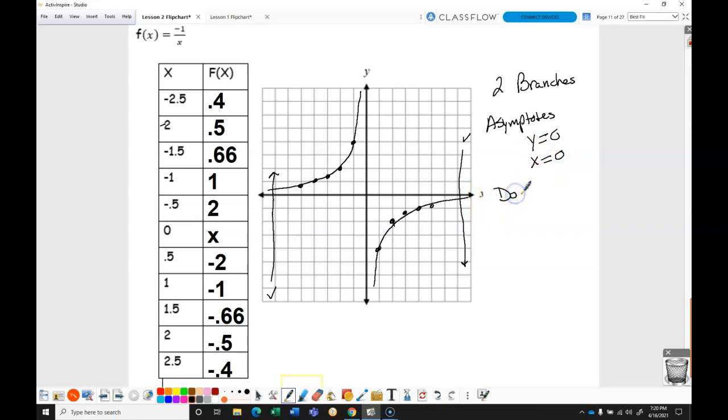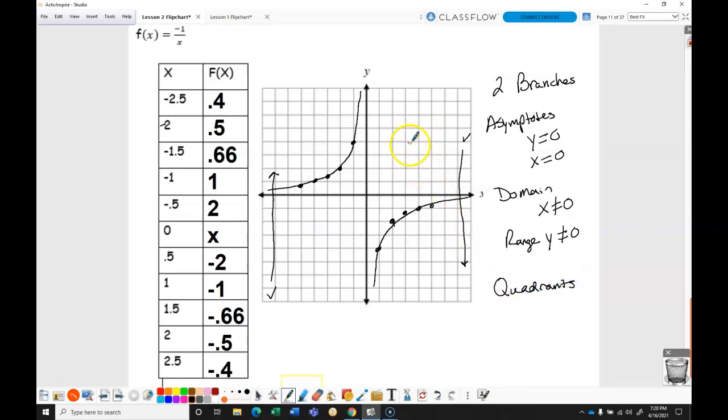The domain remains the same. Even though it flipped over, it remained the same. So the domain was x cannot equal 0 because of that asymptote. And the range was y does not equal 0. Now, one thing to mention here is what did change. And what did change was the quadrants.